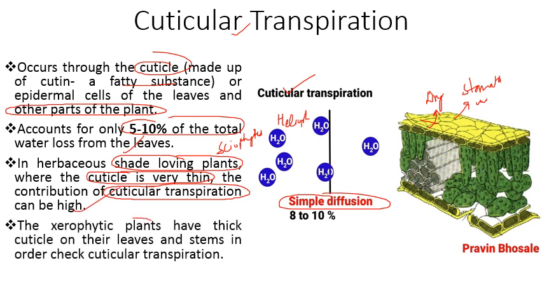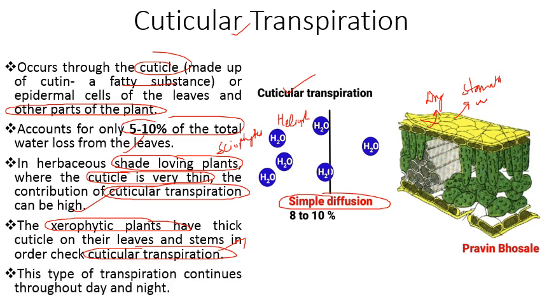While in case of xerophilic plants, they have thick cuticle on their leaves and stem in order to check cuticular transpiration. तो वहाँ पे जो water loss है वो कम होना चाहिए. So they have developed thick cuticle which prevents the excessive loss of water from these exposed plant parts. And this type of transpiration continues throughout the day and night. इसमें कोई check नहीं है, so it occurs throughout day and night.